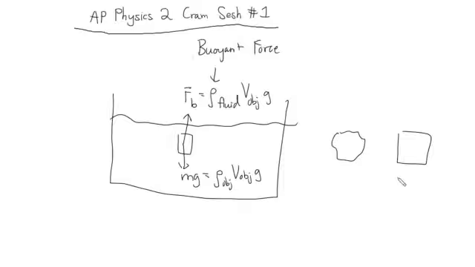That's why kickboards float, and metal stuff generally sinks. And that's how you can determine, if you know the density of an object and the density of a fluid, whether an object will sink or whether it will float.